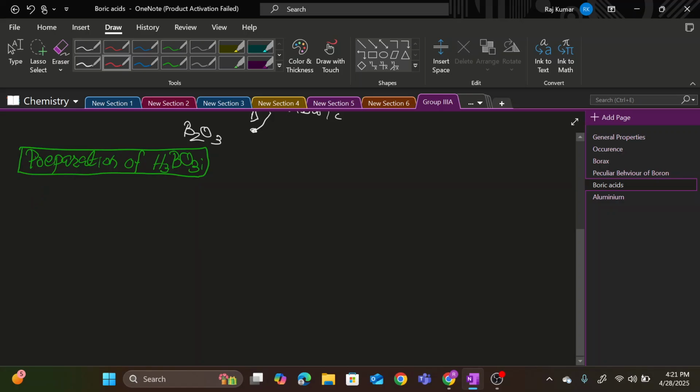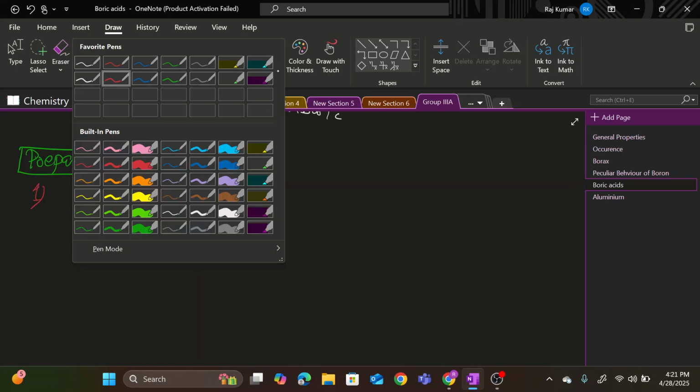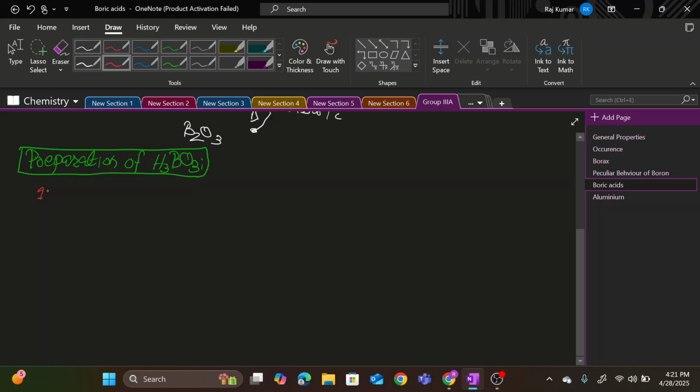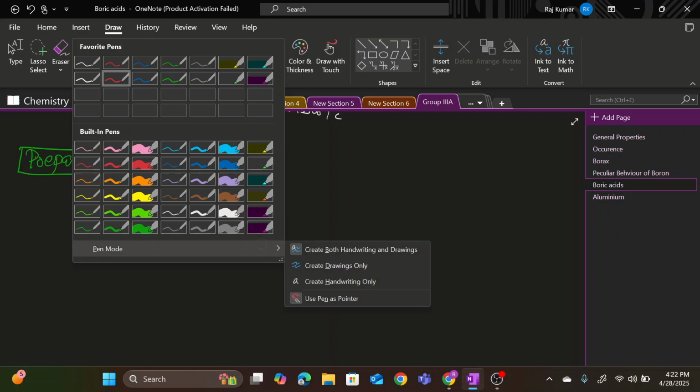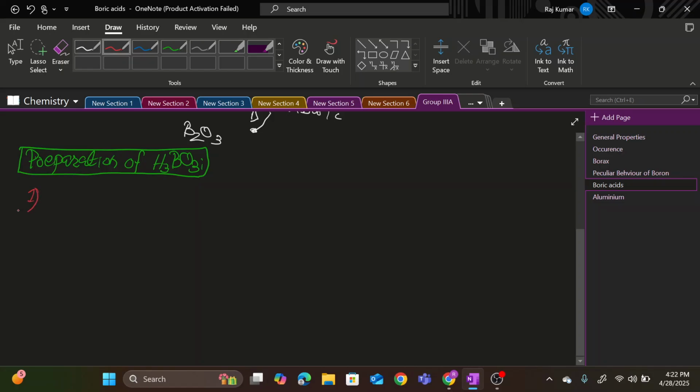Basically, when we react borax with concentrated H2SO4, it gives us H3BO3 and sodium carbonate.